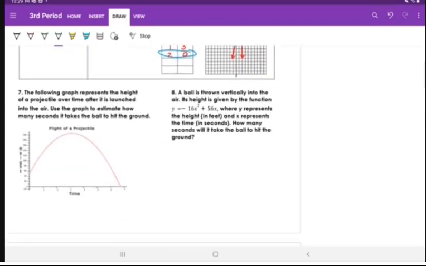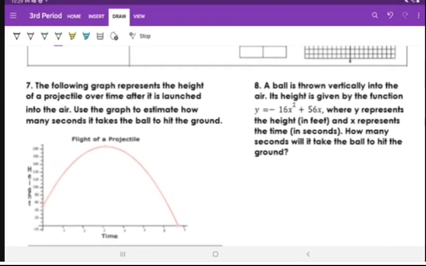Okay, what I want to do is spend the last 10 minutes or so. We don't even have 10 minutes left. What I want to do is really quickly talk about these 2 word problems. Number 7 is about a projectile that's represented on this graph where our y-axis is the height and our x-axis is the time.